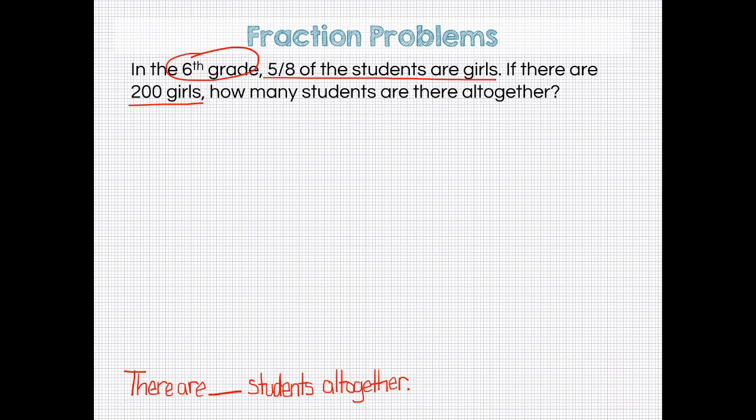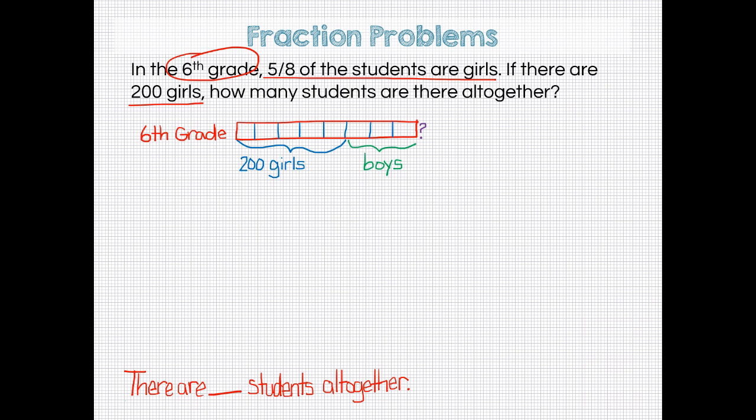Again, we will start with one long unit bar to represent the 6th grade. This unit bar is our whole, and we want to find out how many students there are altogether, so we should put our question mark at the end of our unit bar. Since our problem tells us that 5/8 of the students are girls, we can divide our unit bar into 8 pieces to show that 5 of those 8 represent girls. That means the remaining pieces represent boys.